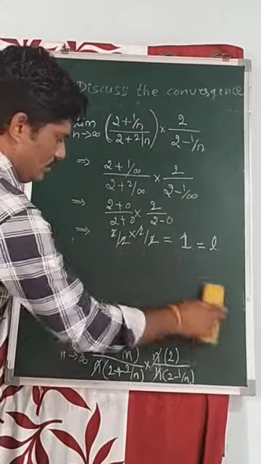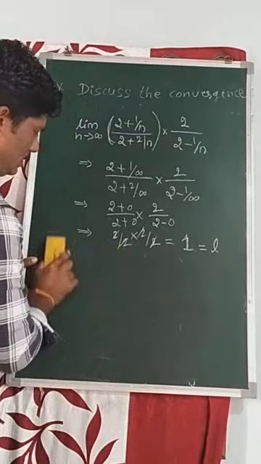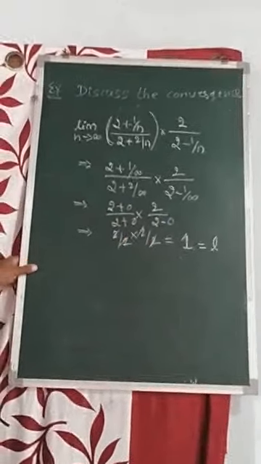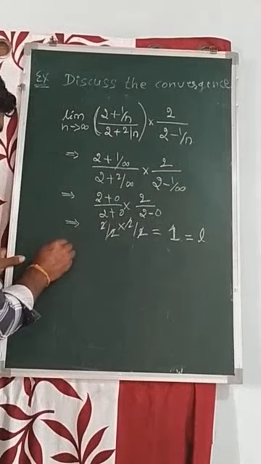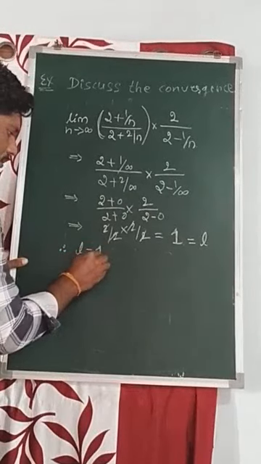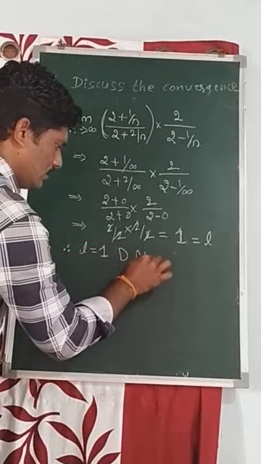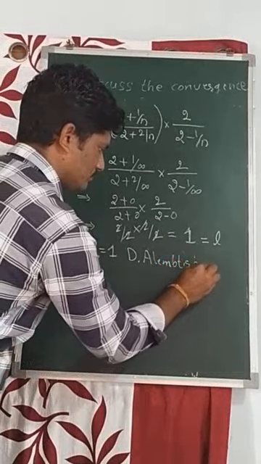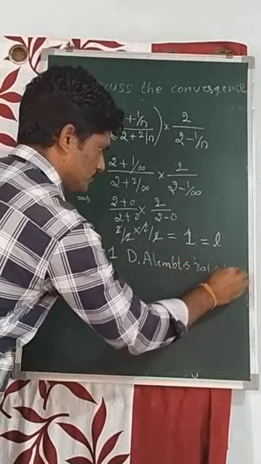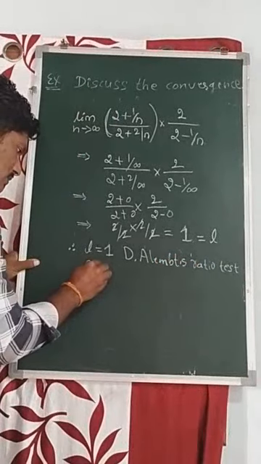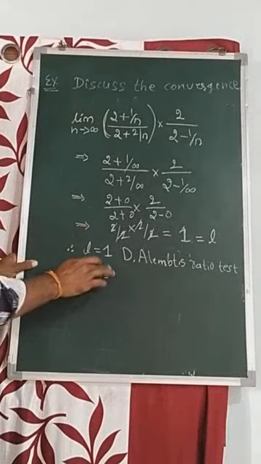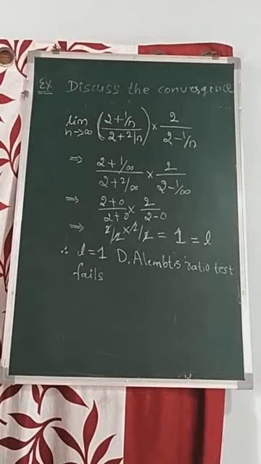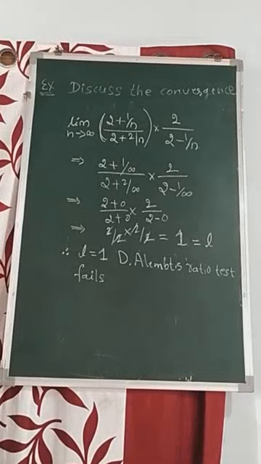Okay, applying the D'Alembert ratio test, L equal to 1, the D'Alembert ratio test fails. Therefore, L is equal to 1. D'Alembert's ratio test fails. Next, applying the Raabe's test condition.